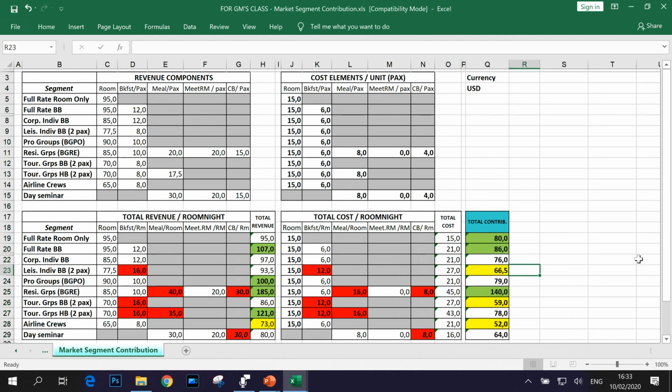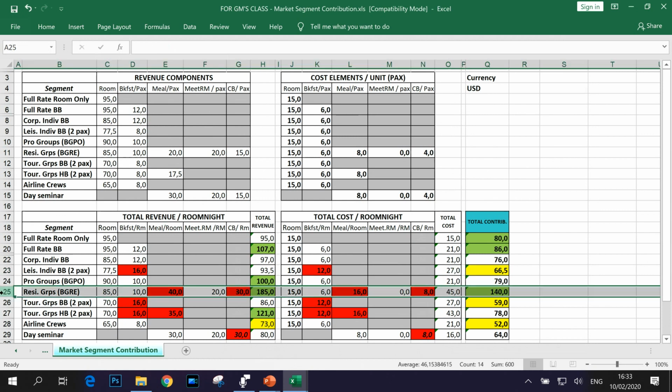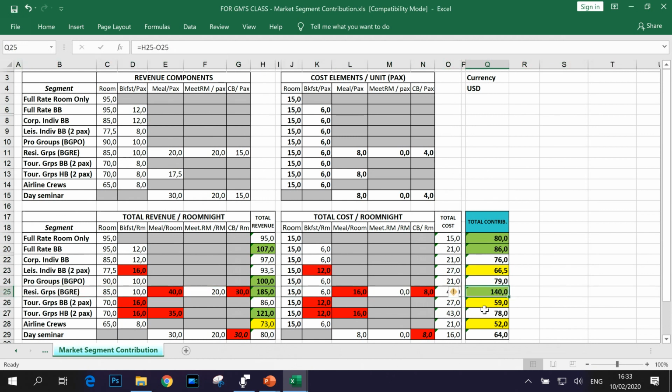Yes. Now we see a different profit contribution per market segment. We see that residential group segment still have a very high contribution because the revenue was very high. And second, the most strong segment in terms of the profit contribution is full rate bed and breakfast, $86. So each time we sell one room with a full rate bed and breakfast market segment, we are getting $86.